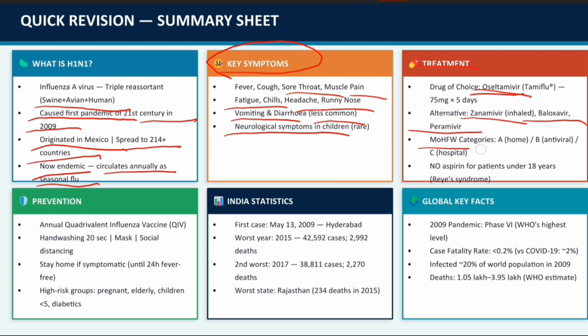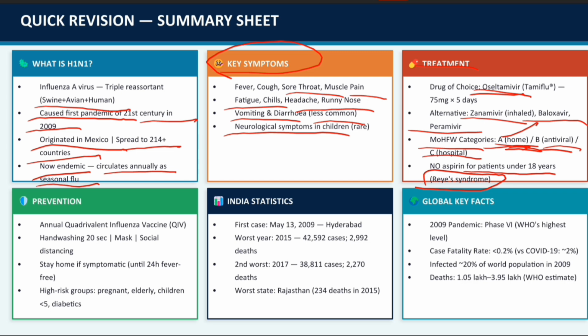The Ministry of Health and Family Welfare categorizes patients into three categories. Category A, they are at low risk and can stay at home and take rest. Category B, they need antiviral treatment. And Category C, they need to be hospitalized. And no aspirin for patients under 18 years. If given, it can lead to Reye's syndrome.